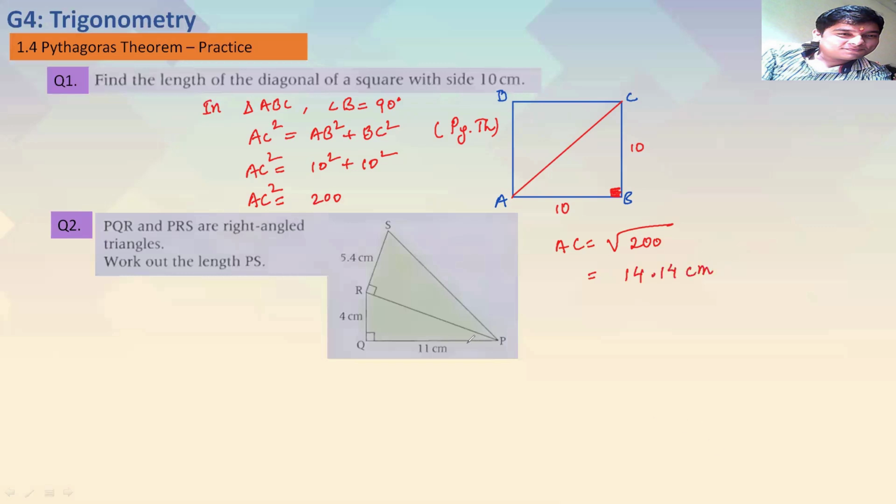Okay, let's give a try to the second one. Read the question once. PQR and PRS are right angle triangles. Work out the length of PS. Absolutely. So PS falls in which right angle triangle?